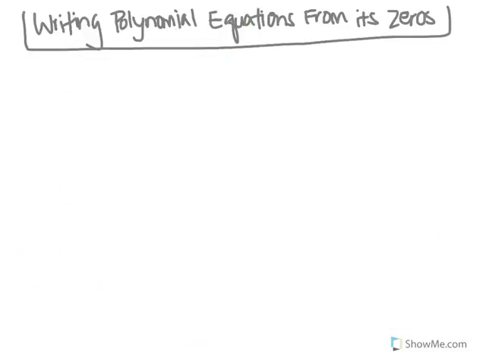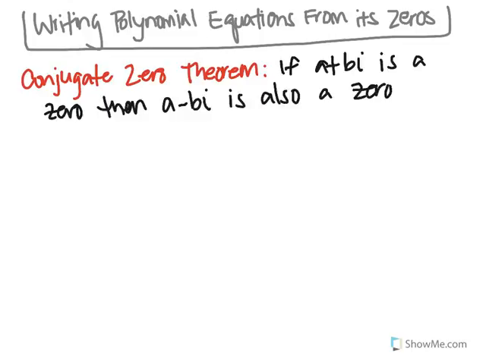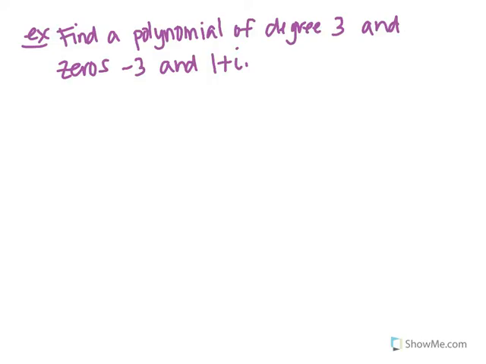So the last part of this section focuses on writing polynomial equations from its zeros, and we're going to talk about the conjugate zero theorem. And it states if a plus bi is a zero, then a minus bi is also a zero. So basically, if you have an imaginary number, its conjugate automatically is a solution as well, so they always come in pairs.